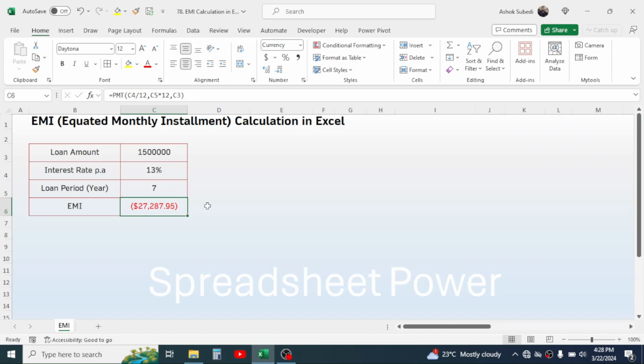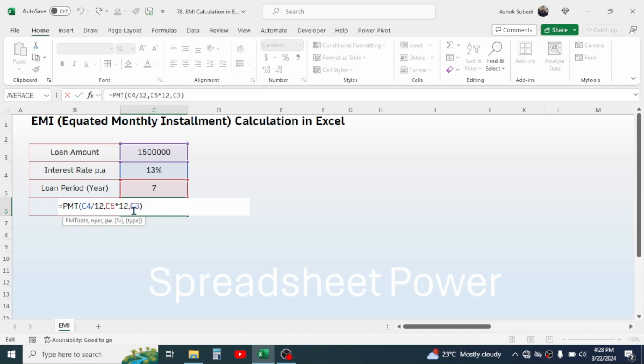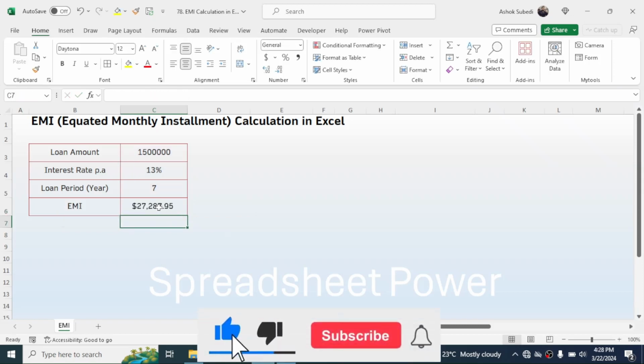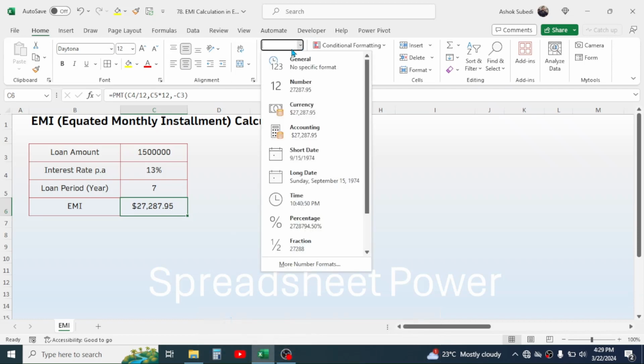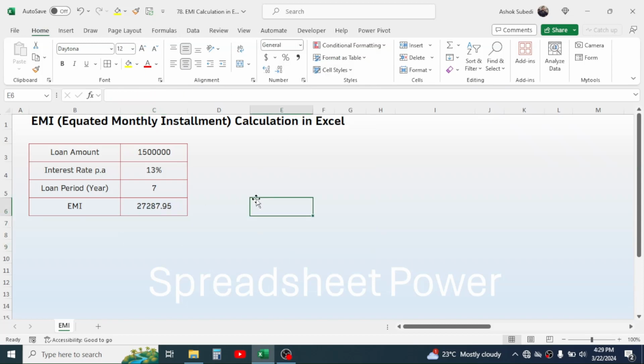If you want to convert this negative number into positive, simply double click on the formula. Then before this PV, or the loan amount, put the negative symbol or minus symbol, then press enter. Now it is converted into positive. If you want to remove the US dollar format here, simply go to the formatting option here in the Home tab, then choose the number formatting. So this is the way of calculating the equated monthly installment in Microsoft Excel.